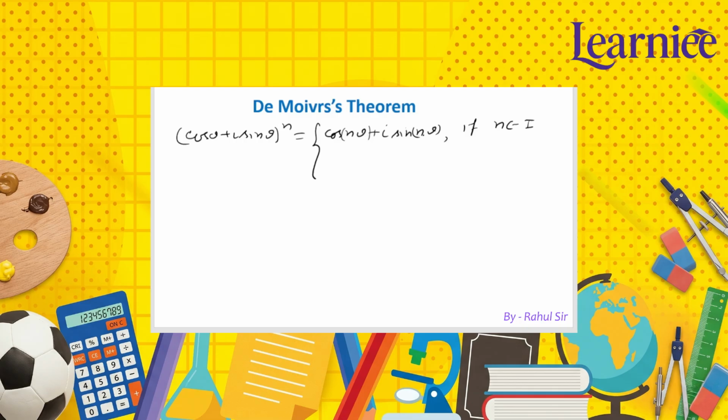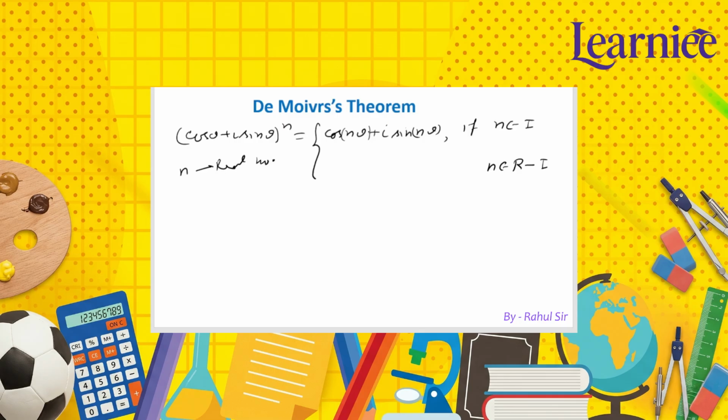If n is not an integer, that is, n takes all real values except the integers. By the way, n is a real value. Again, I am emphasizing, if n is complex, then it will be totally different, and de Moivre's theorem will not be applicable. So n is basically a real number.